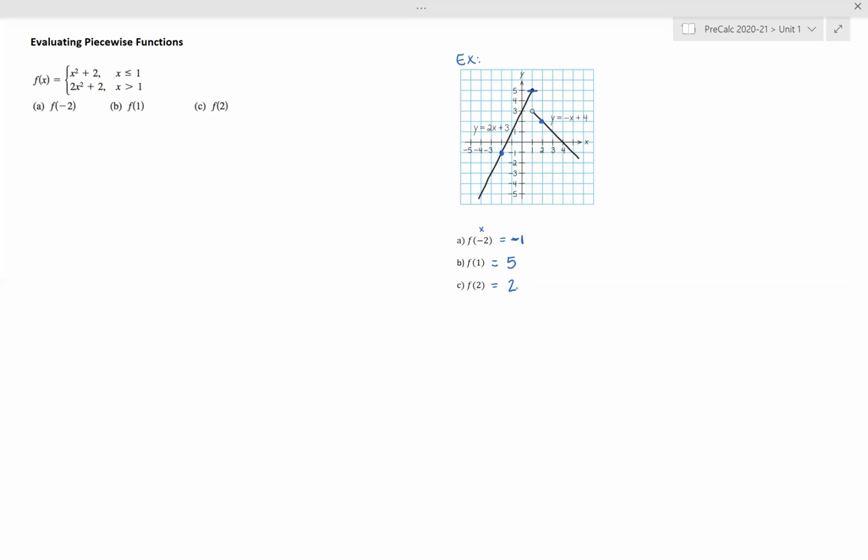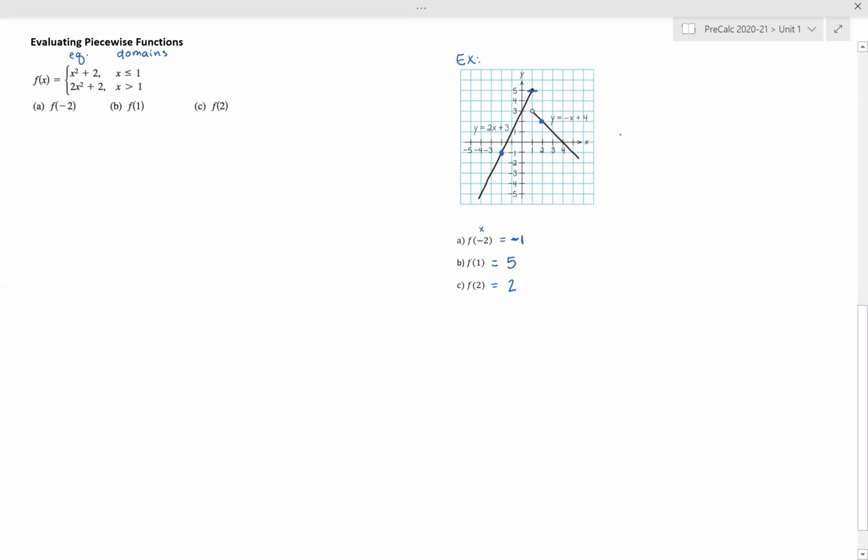Now if you're looking at piecewise functions algebraically, this is a little bit different of a notation. Piecewise functions algebraically are written as a piecewise function is defined. I think on your previous slide, it says piecewise functions are defined as two or more functions on a specific domain. Here are the equations. Here are the specific domains. So f of x, this piecewise function, has the equation x squared plus 2 only when x is less than or equal to 1.